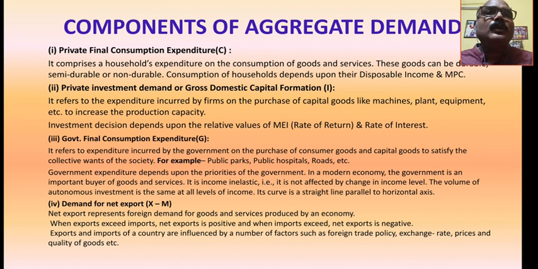So, second is your gross domestic capital formation. Gross domestic capital formation means it is the expenditure which is incurred by the firms in connection with the purchase of capital goods. Capital goods are those goods which help in further production, like machine, plant, equipment, all these things.